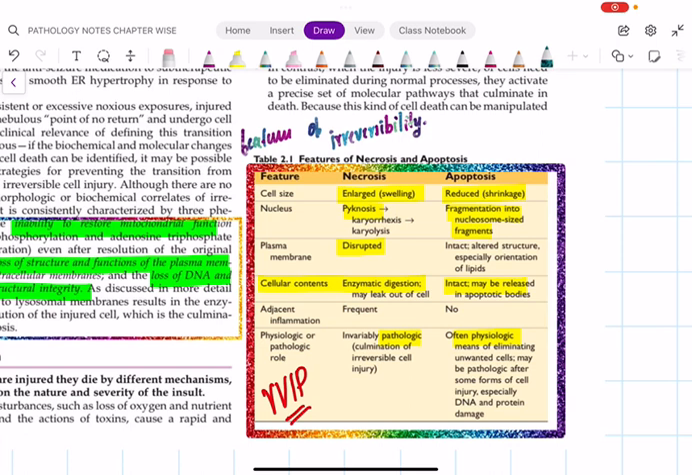Then the plasma membrane will be disrupted. This is a very, very important point, children. The plasma membrane will be disrupted. So when one cell is undergoing necrosis, the plasma membrane is disrupted, the enzymes present within that cell will leak, and this will stimulate inflammation of the surrounding cells. That is why in necrosis inflammation is present. Whereas, as I will tell you very soon, in apoptosis the plasma membrane remains intact, so there won't be any adjacent inflammation.